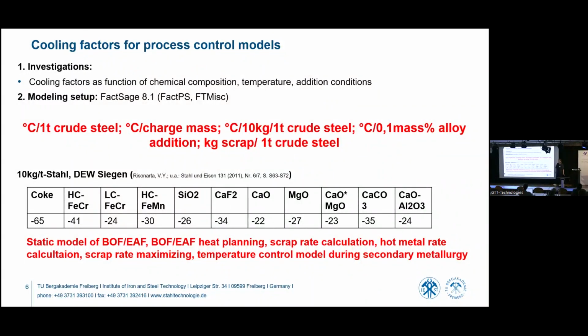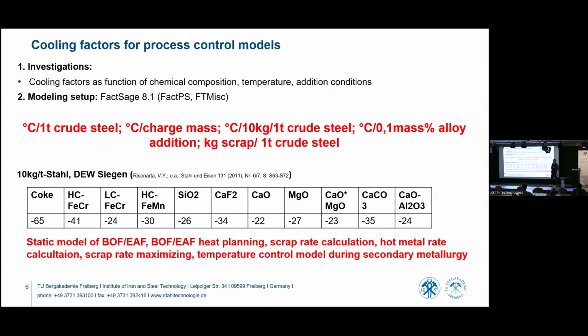Cooling factors of different alloying elements. The knowledge is very important for level 2 in a steel plant, for the static model of BOF or EAF, for the temperature control model in secondary metallurgy. In the literature, you can find different values of cooling factors. It depends on steel plants.